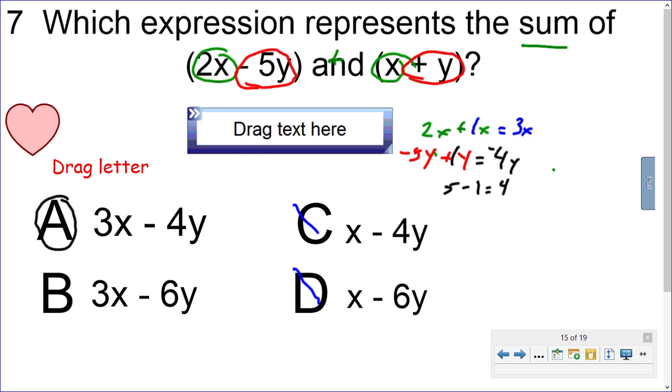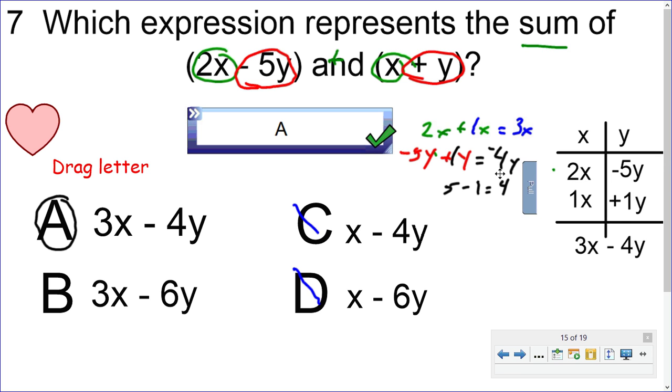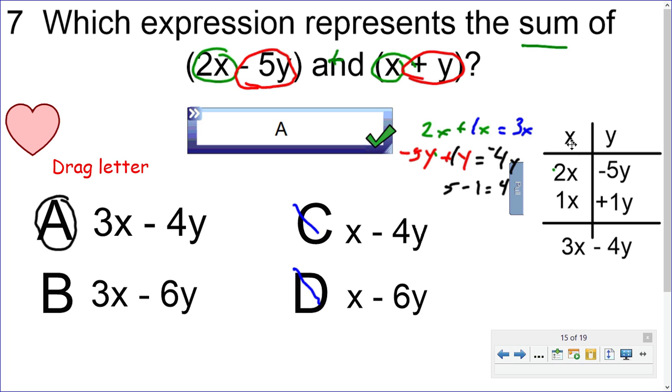So let's drag our A up here and see if that's correct. Yes, it is. You can also make columns out of this, where you put your x's in their columns and combine them, and put your y's in their columns and combine them. Remember, if you have one little x, that's one little x. If you have one little y, that's one little y. So put the coefficients in front of it and combine using like terms.